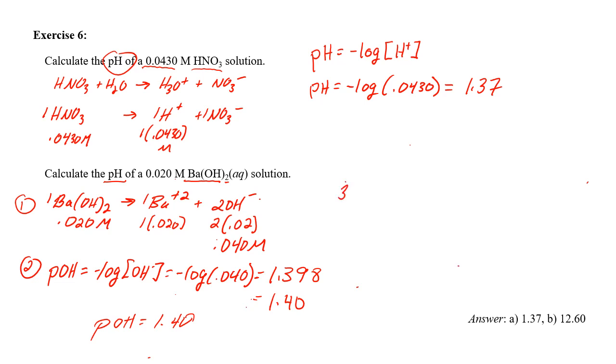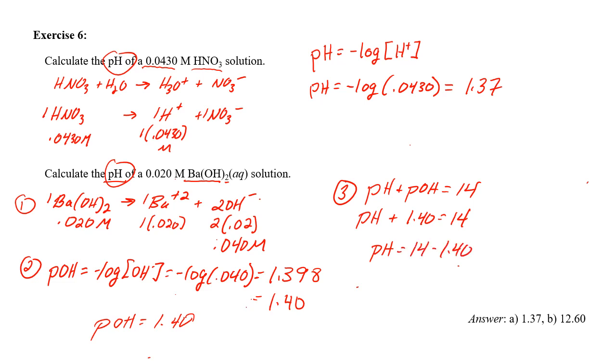Last step, look at your mole map. You know the pOH, we want the pH. So we just have to go to the left and use the equation pH plus pOH equals 14. I'm solving for the pH. The pOH is 1.4. So your pH will be 14 minus 1.4. Therefore, your pH is 12.60.